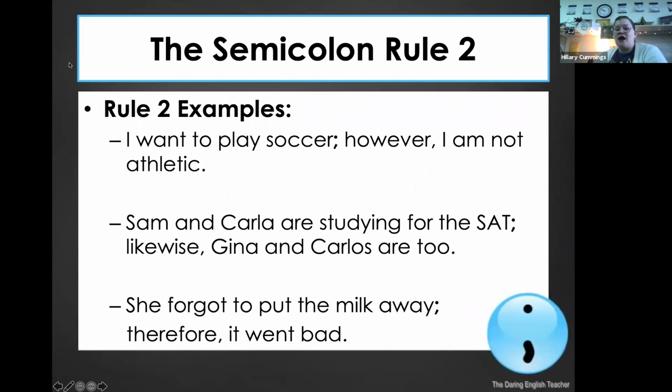I want to play soccer; however, I'm not athletic. Sam and Carla are studying for the ACT; now our conjunctive adverb, likewise, Gina and Carlos are too. She forgot to put the milk away; therefore, it went bad.